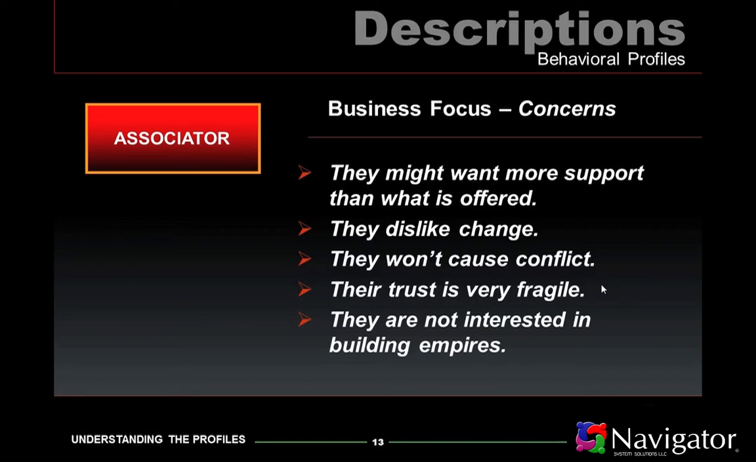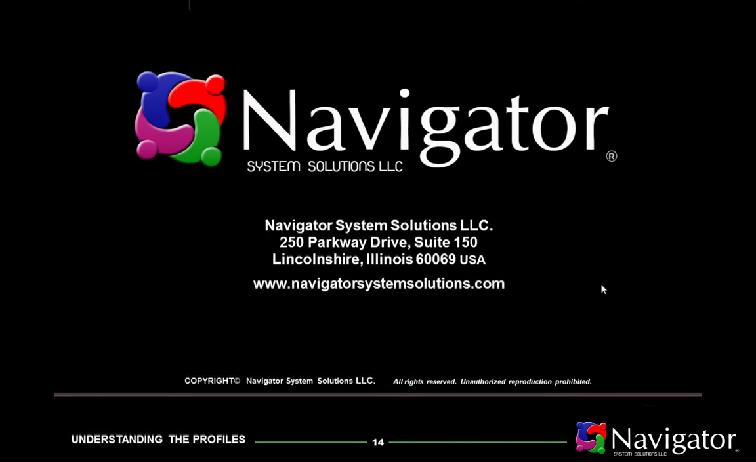Their trust is very fragile. If you say you're going to call them at 2 o'clock on a Tuesday and you wait until 4 o'clock, the longer they wait, the less trust they have in you. And they're not interested in building empires. They want safety and security. Income is not important to them. So the value system of the associator is that of safety, security, a sense of belonging, and family.